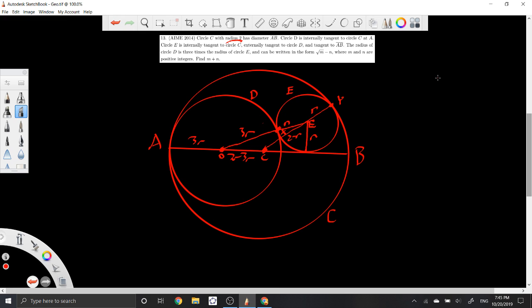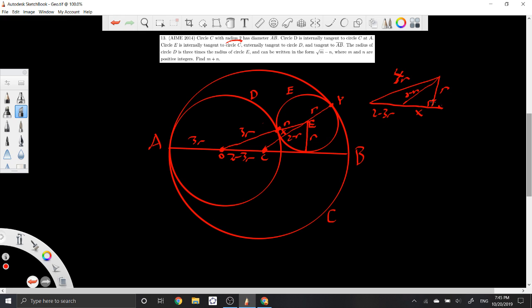So I'm just going to pull it out so it's not so messy. So it's something like this. Because this is tangent to a line, then this is 90 degrees. And we also have that this is 4R, this is R, this is 2 minus R, this is 2 minus 3R, and we don't know this length.